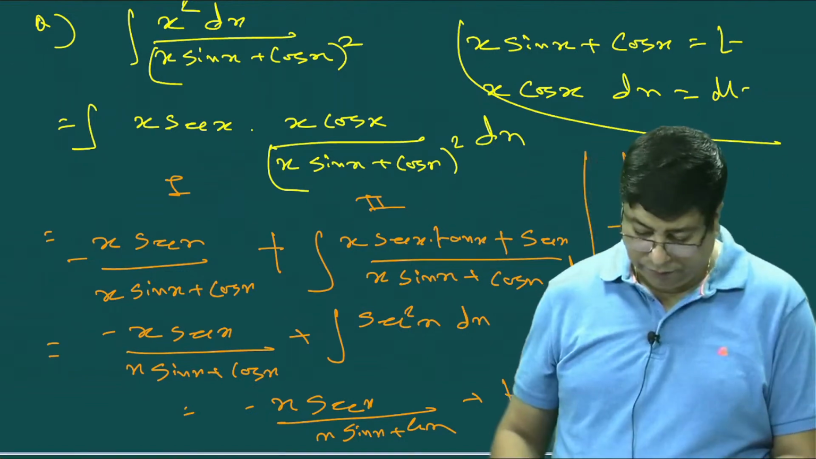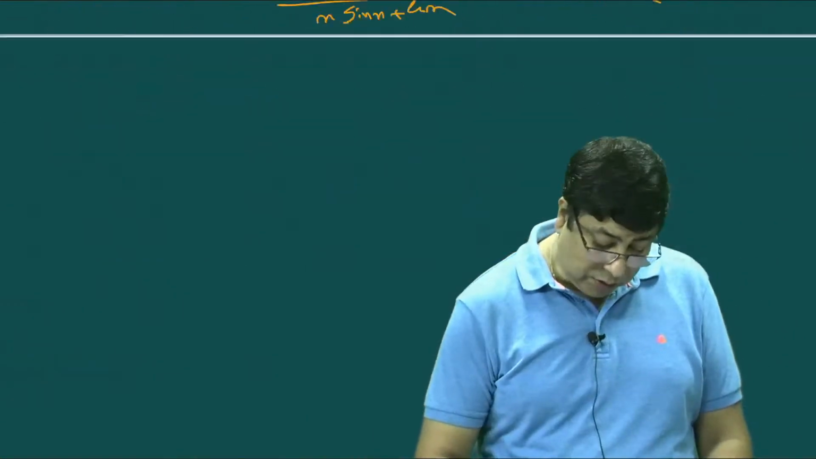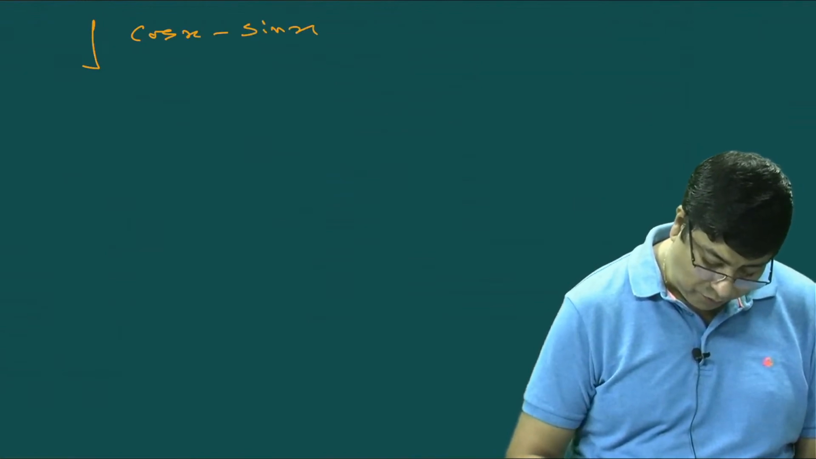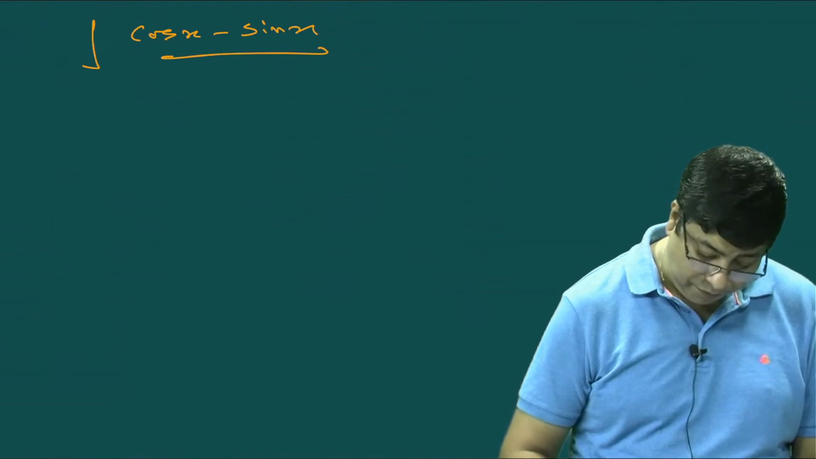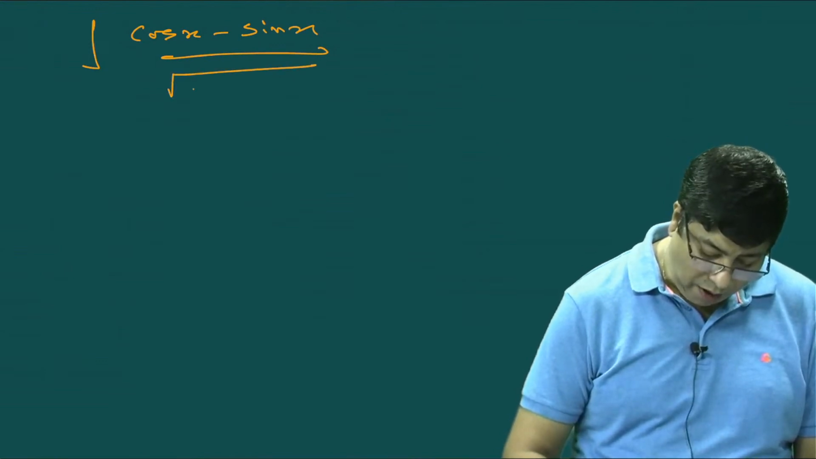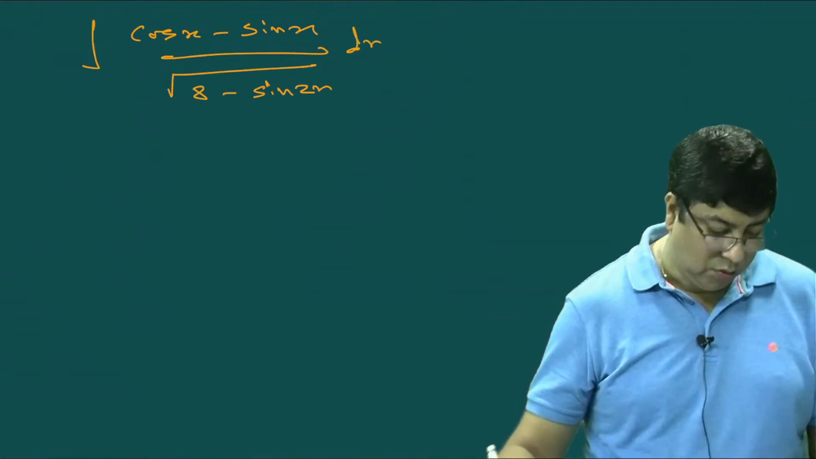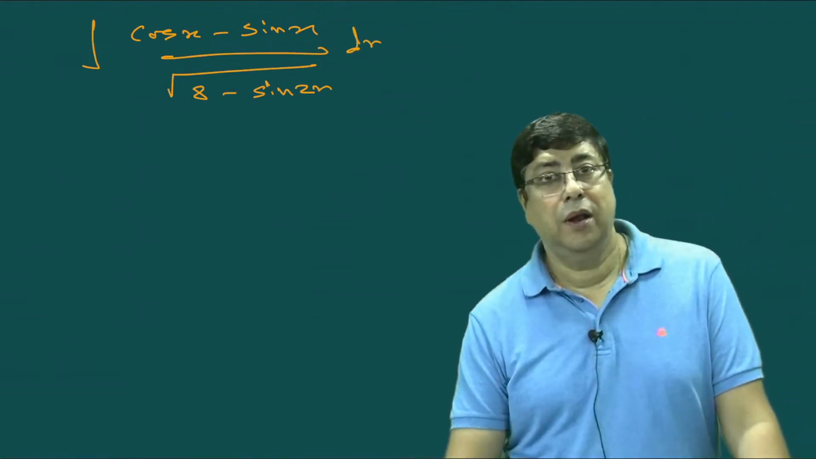Now, continuation. Let's go to the next sum. Integration of (cos x minus sin x) divided by root over of (8 minus sin 2x) dx. What to do here? What is to be done, everybody?